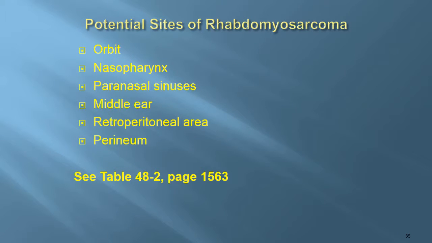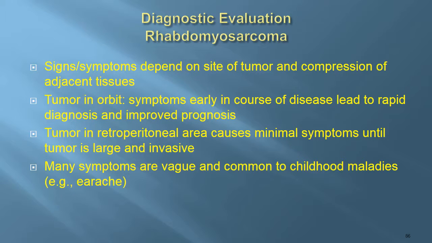Potential sites of rhabdomyosarcoma include the orbit, nasopharynx, paranasal sinuses, middle ear, the retroperitoneal area, and the perineum. See Table 48-2 on page 1563. When diagnosing rhabdomyosarcoma, the signs and symptoms depend on the site of the tumor and the compression of adjacent tissues.